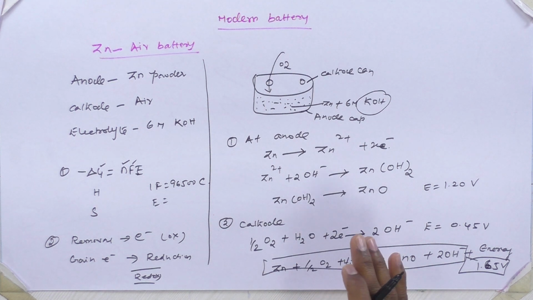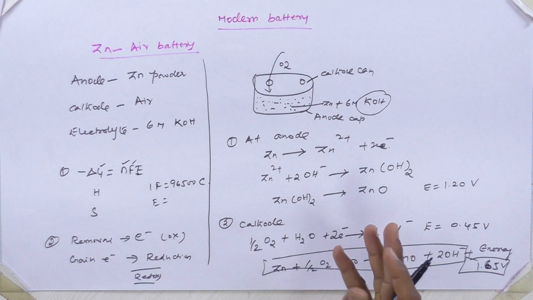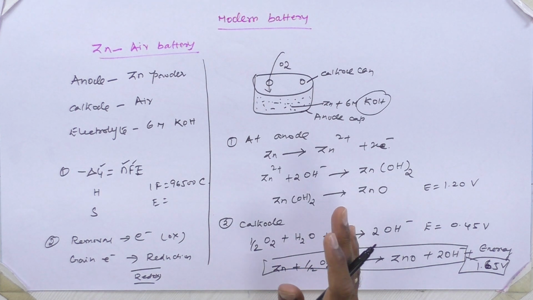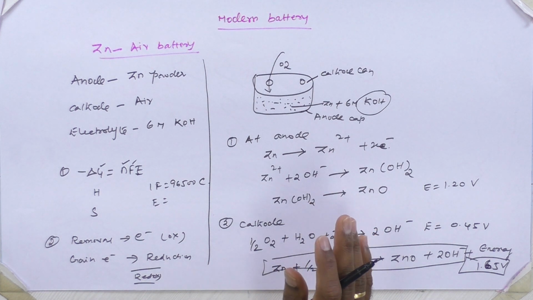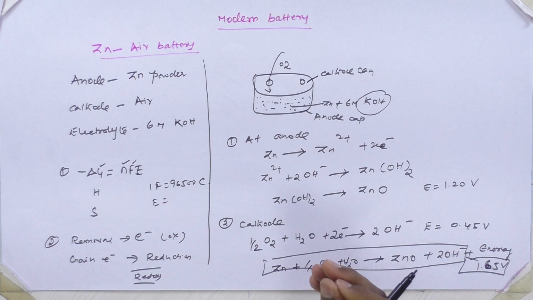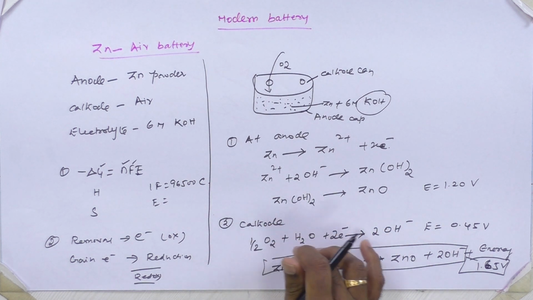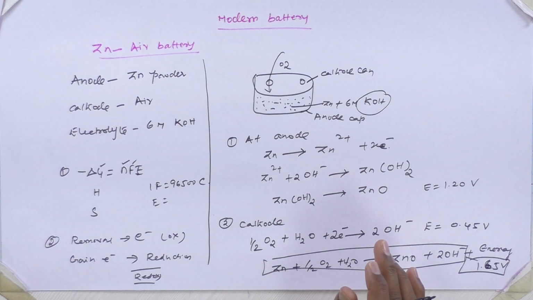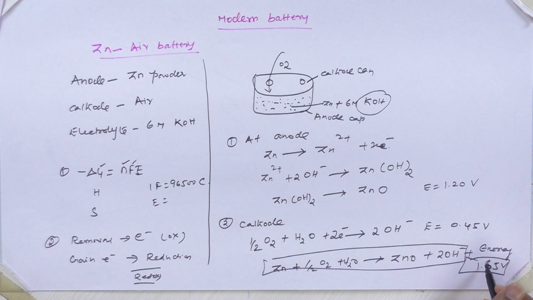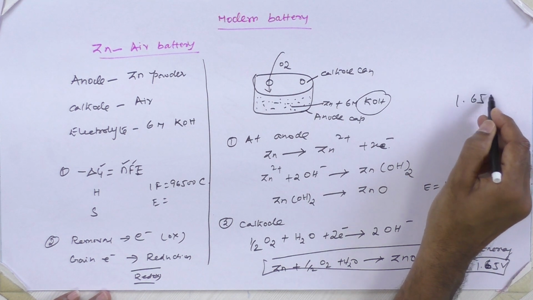But here the lifetime seems to be very high, because we are not going to consume the cathode area for the reduction process, whereas we are using the air itself as the cathode compartment. So therefore the lifetime will be more. And also the output: when you look at dry cells, they can produce a maximum output of 1.5 volts, but here it can produce a maximum of 1.65 volts continuously.